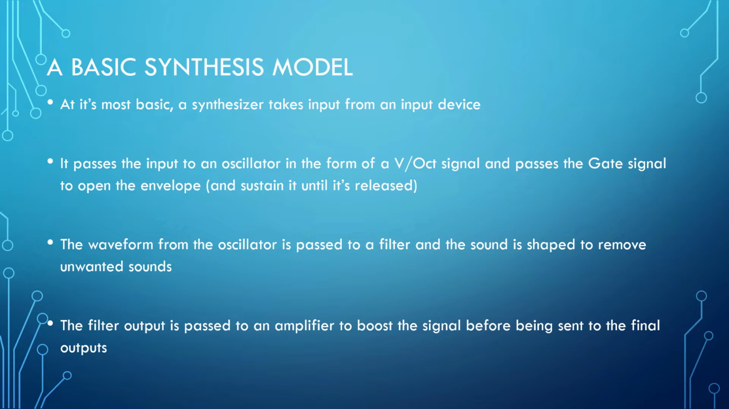The waveform from the oscillator is then passed to a filter, and the sound is shaped to remove any unwanted sounds. The filter output is then passed to an amplifier to further boost the signal before being sent to the final outputs. At this stage, you can also insert any number of effects. Things like reverb and delay are very, very traditional, but you can also do things like freezing, bit crushing, playing around with different types of ping pong delay, or using a chorus or flanger.